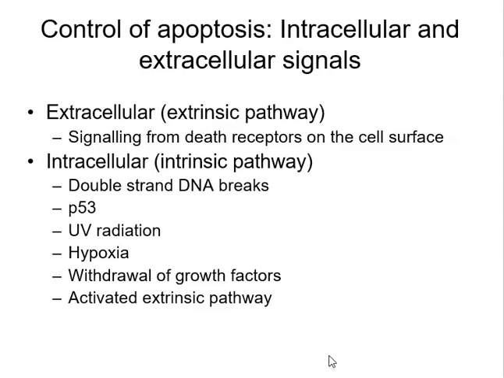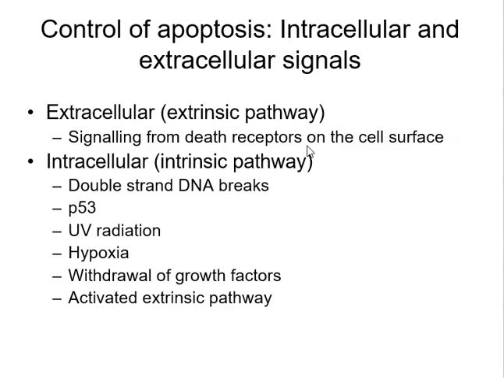The extracellular or extrinsic pathway is cell signalling from death receptors on the cell surface being bound by a death ligand on a different cell, whereas in the intracellular intrinsic pathway, the cell is sensing something going on within the cell, such as double-strand DNA breaks, the p53 pathway getting activated in response to DNA damage. UV radiation causes DNA damage, that will cause intrinsic apoptosis. So will withdrawal of growth factors, and so will reduction in oxygen, what we call hypoxia.